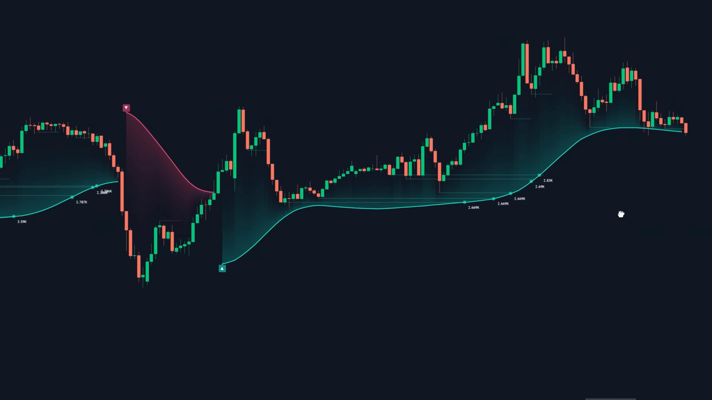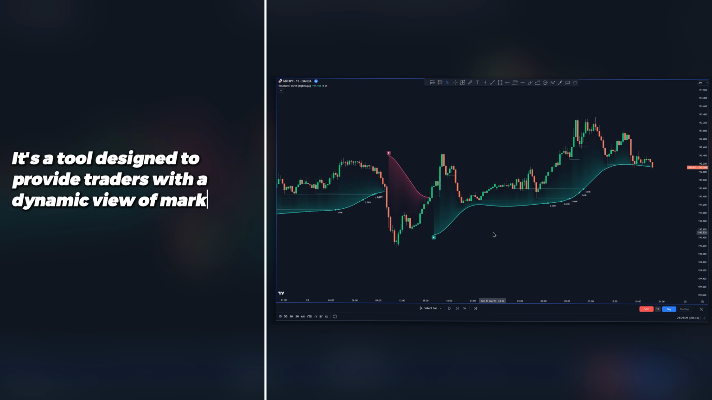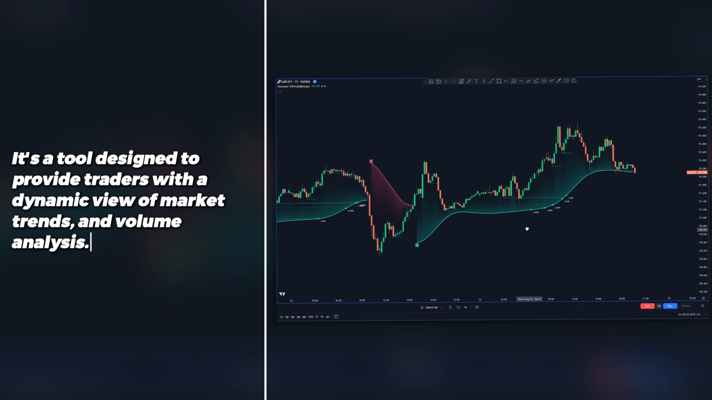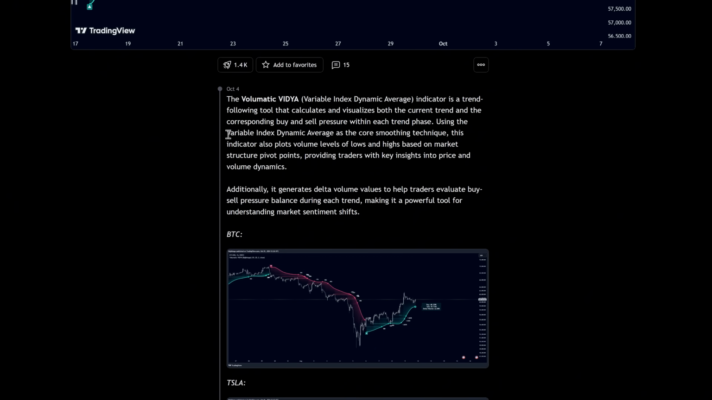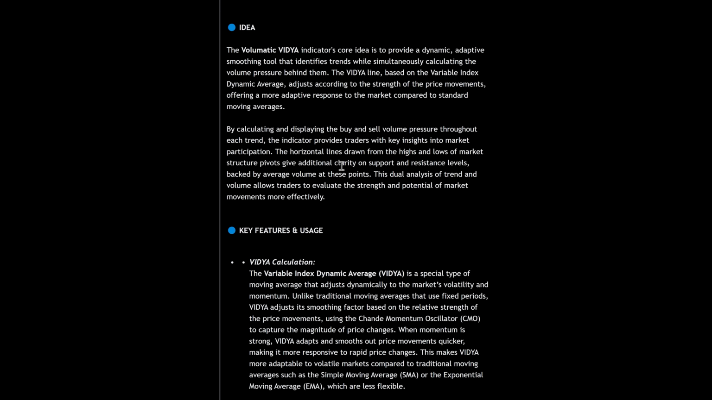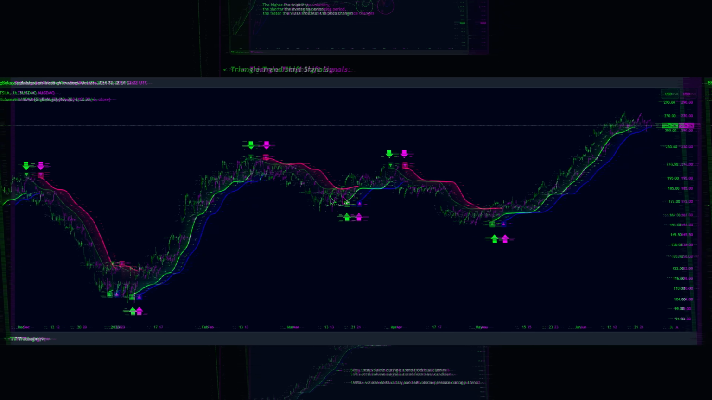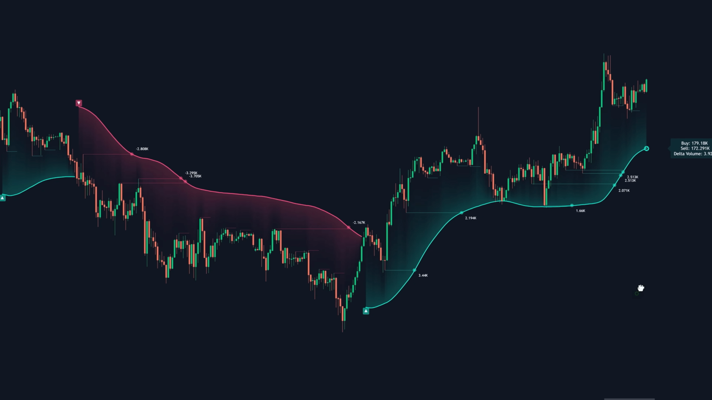So what exactly is it? Well, it's a tool designed to provide traders with a dynamic view of market trends and volume analysis. By combining the adaptability of the variable index dynamic average with volume analysis, it offers insights into both the trend direction and the underlying strength of price movements. In short, it not only identifies trends in the market, but also visualizes buying and selling volumes within each trending phase. This indicator is made up of the following components.